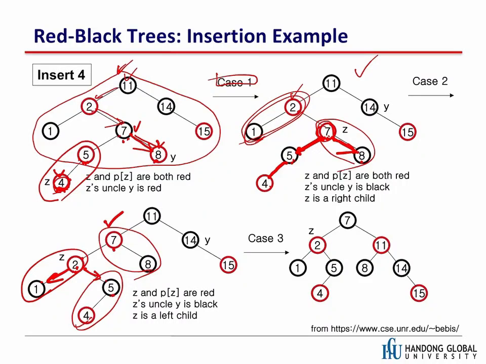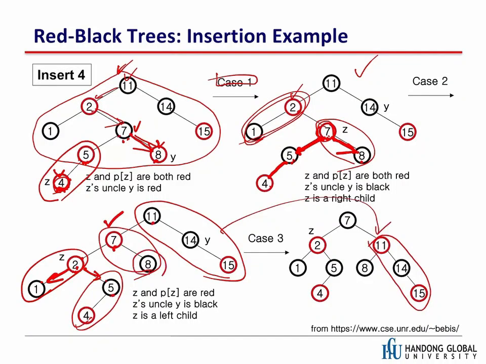Now we do a similar thing here. 7 goes up and 11 goes down, so this subtree becomes the right subtree of 7, and 8 becomes the left subtree of 11. So 7 has 2 and 11 as children, and we don't touch this part. And then we change the color of this one and this one.